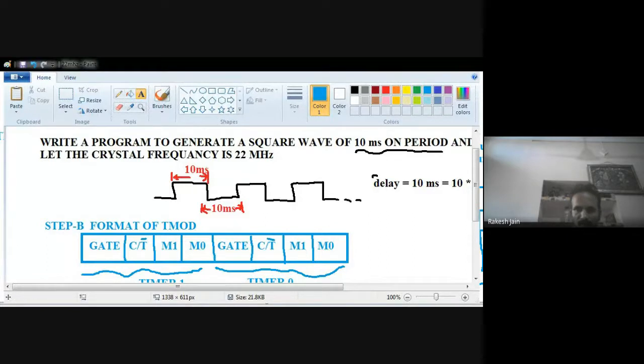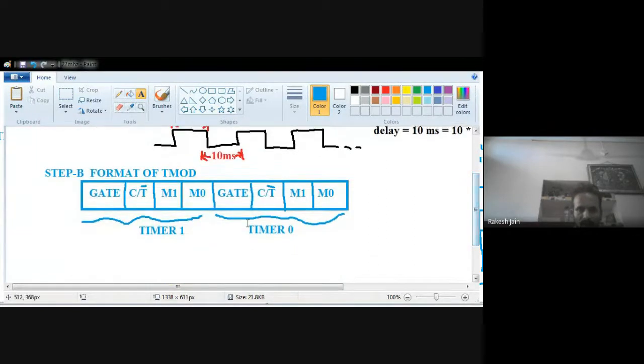So here we want to use timer 1. That's why I put all the values of timer 0 as 0. So Gate is 0, C/T bar is 0, because we don't want to use timer 0. We want to use timer 1. That's why I put all 4 lower bits of the T mode register related to timer 0 as 0. Now I want to use the upper timer, that is timer 1.